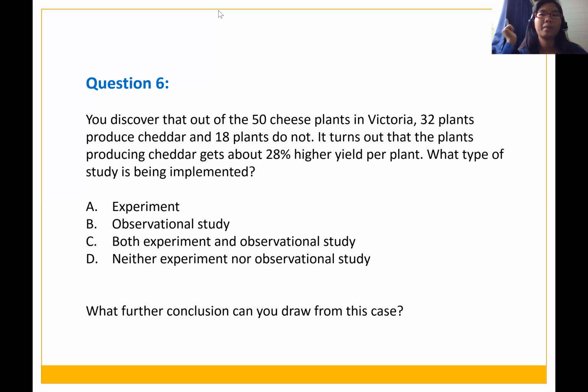Okay, so we're back, and now we're going to work on this. So, discover that out of the 50 cheese plants in Victoria, 32 plants produce cheddar and 18 plants do not. So for the study here, when you look at the first sentence, you only have that ratio, and the groups here are the plants that produce cheddar and the plants that do not, and there's no intervention from the researchers. Obviously the researcher wouldn't be able to decide whether a plant is going to produce cheddar or not. So here it is an observational study.